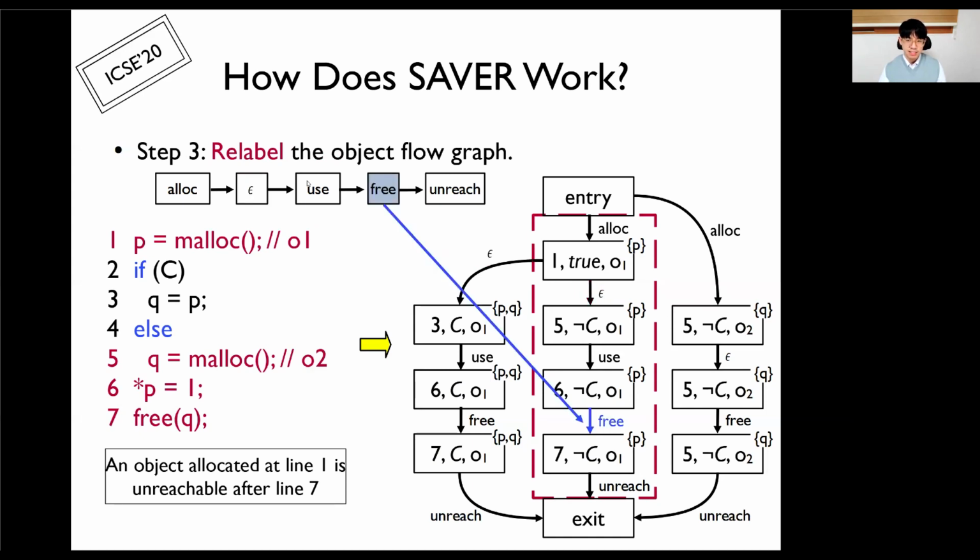So how about this: let's assume that we relabel the fourth edge with epsilon as an edge with the free statement. This is a correct patch, as we know the object O1 is allocated and used and correctly freed and then unreachable. So this is the correct patch.